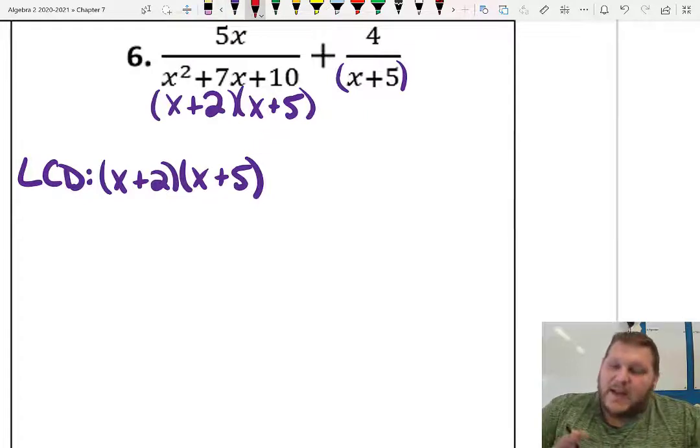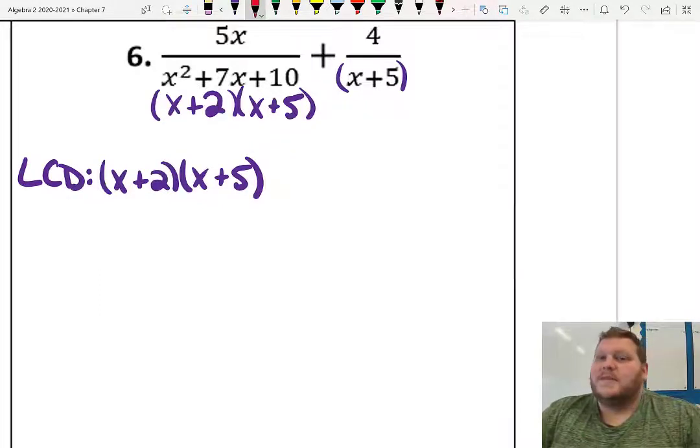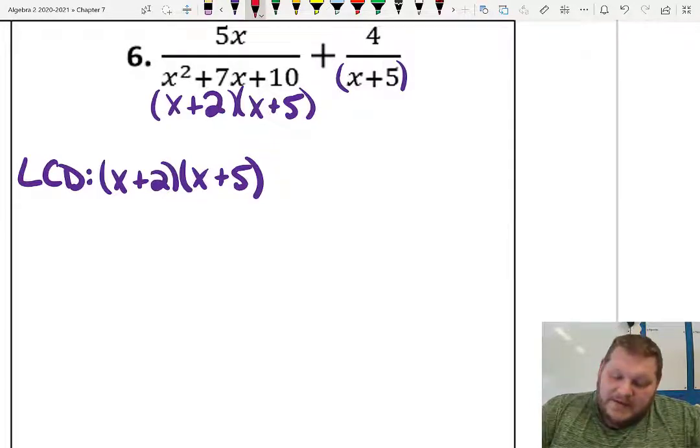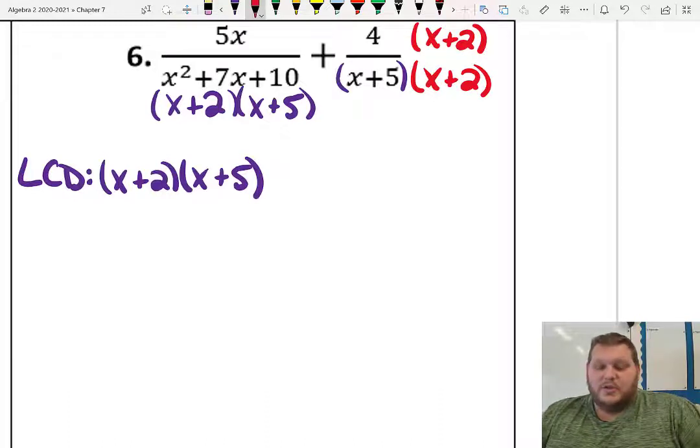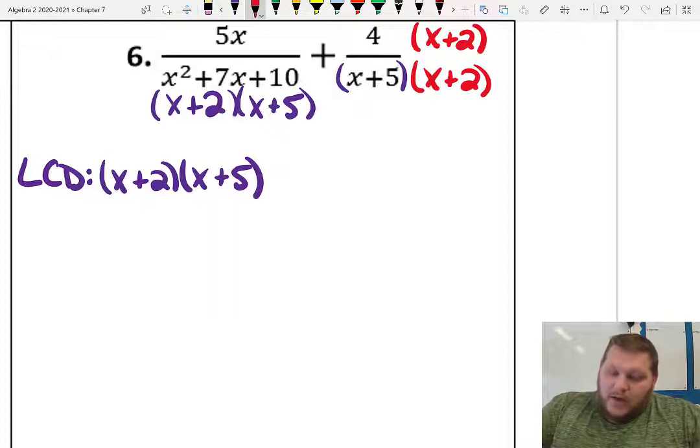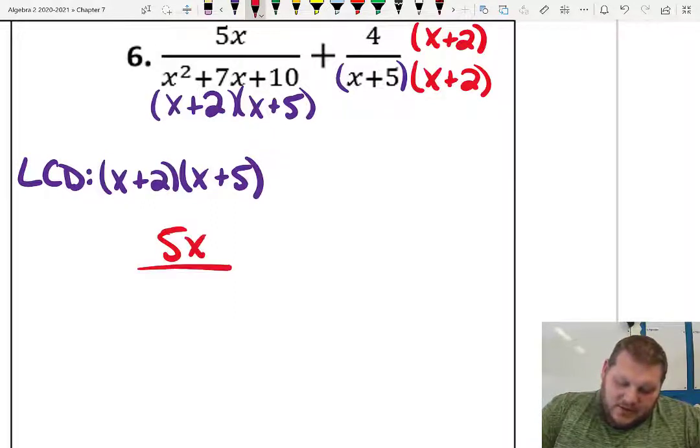So in order to get a common denominator, what needs to happen? That first fraction already has both factors that happened in my denominator, so I don't need to mess with that first one. But this second fraction only had the x plus 5, so I'm going to need to multiply both top and bottom of that second fraction by x plus 2 in order for it to have a common denominator. So what I'll do when I rewrite this, I'm going to do this in red here. My first fraction does not change, x plus 2, x plus 5.